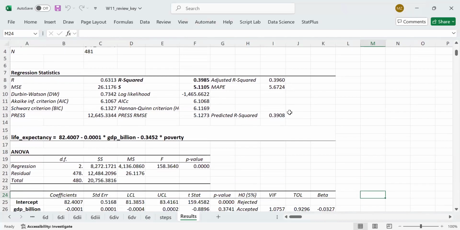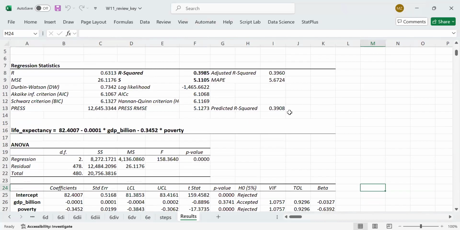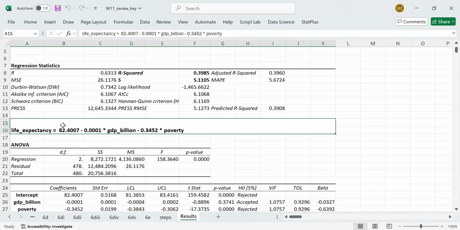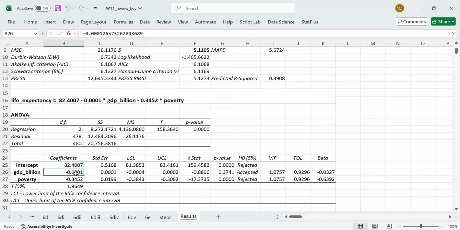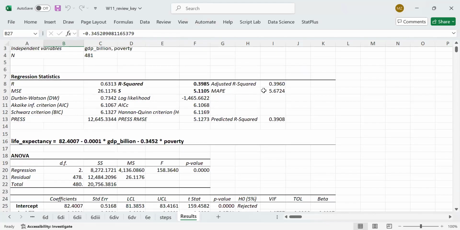So if you look at this result, this is your equation. Life expectancy is equal to the intercept minus the coefficient of GDP per billion and the coefficient of poverty into poverty, right? So your constant is given here, 82.4. Your coefficient of GDP is 0.000001, and your coefficient for poverty is minus 0.3452. Your adjusted R square is 0.39.